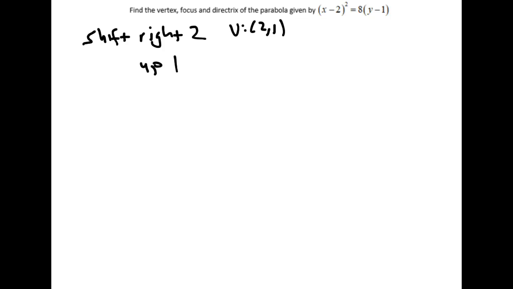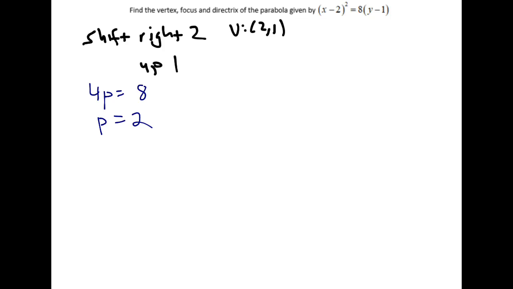Next, we want to look at p, finding the value of p. We notice in this case the quadratic term has no number or coefficient out here, so we look at the linear term and we do see that 8. Remember, we want to set the coefficient of the linear term equal to 4p. So we want to set 4p equal to 8, which means that p will equal 2.